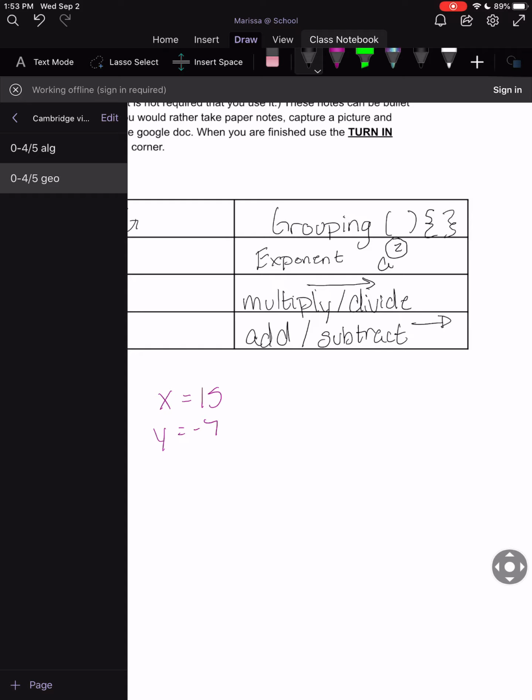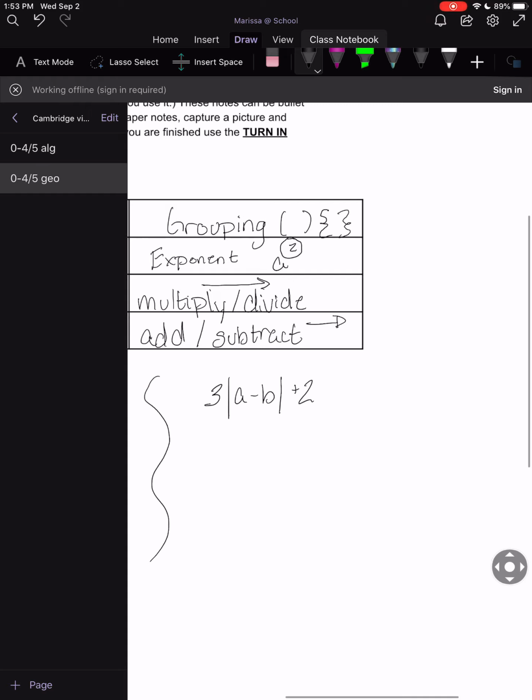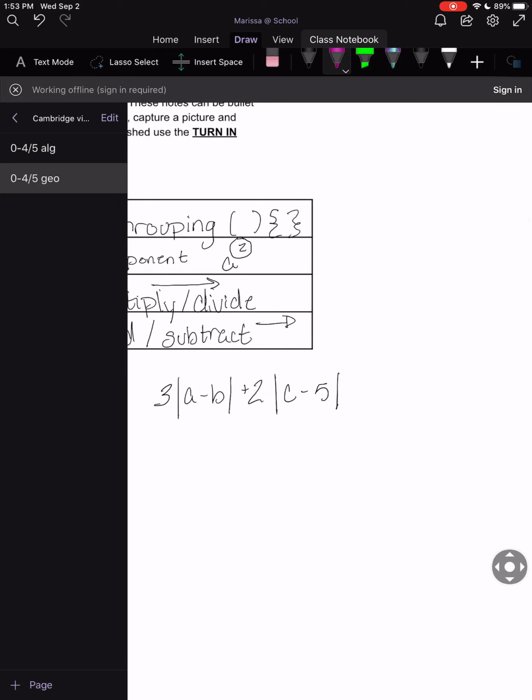So the next question that we're going to do is I'm going to have 3, and then the absolute value of a minus b plus 2, the absolute value of c minus 5. And I am going to say that a is equal to negative 2, b is equal to negative 4, and c is equal to 3.